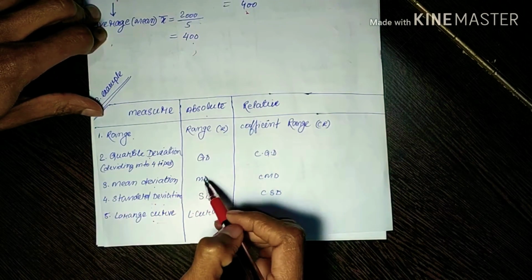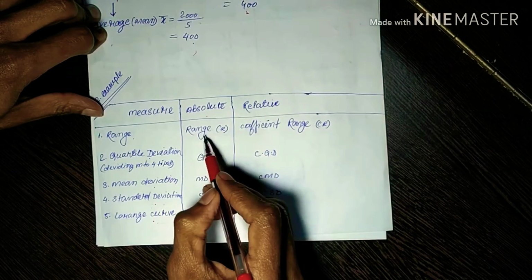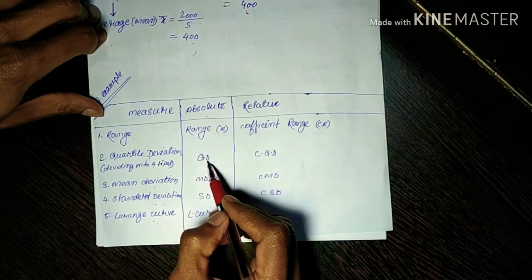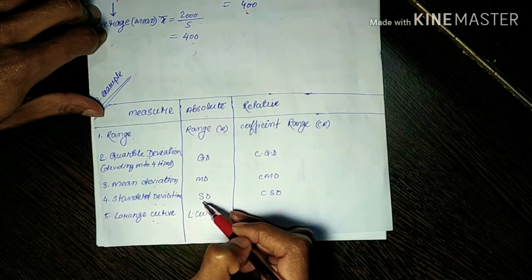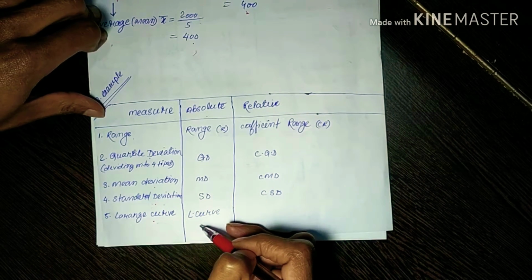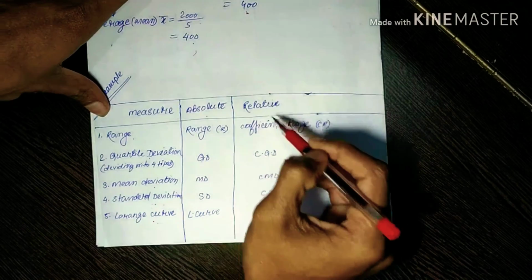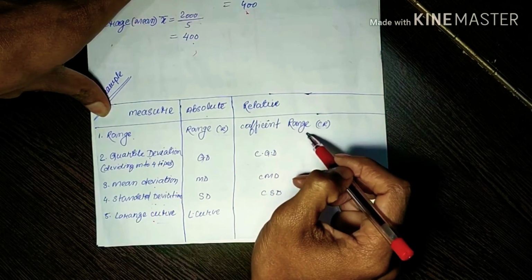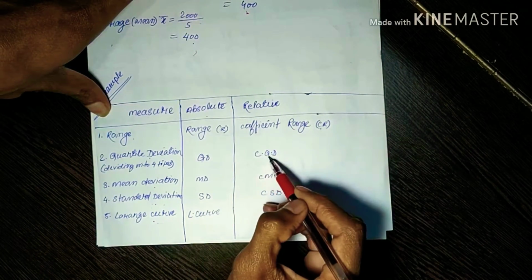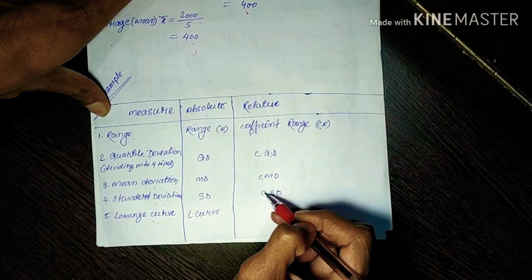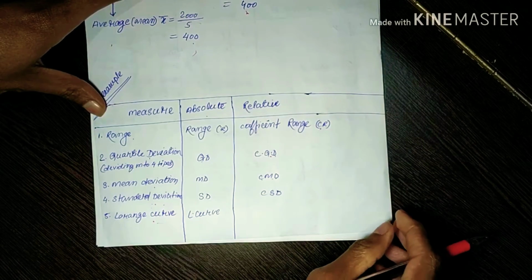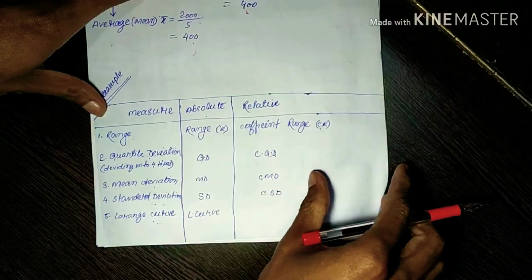In case of absolute measures, we need to find the range, that is R. Second, QD, that is quartile deviation. Third, mean deviation, and fourth is standard deviation, then the Lorenz curve. Now in case of relative measures, there is the coefficient of range, that is CR, the coefficient of quartile deviation, the coefficient of mean deviation, and the coefficient of standard deviation. Now you see how to find these things.